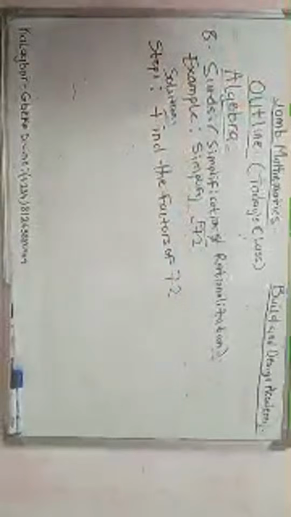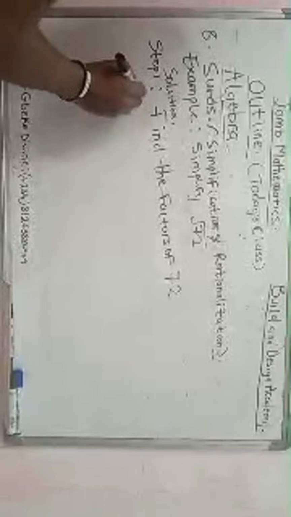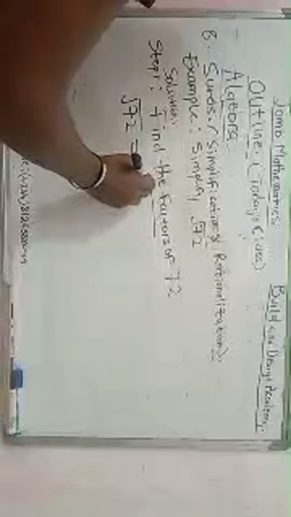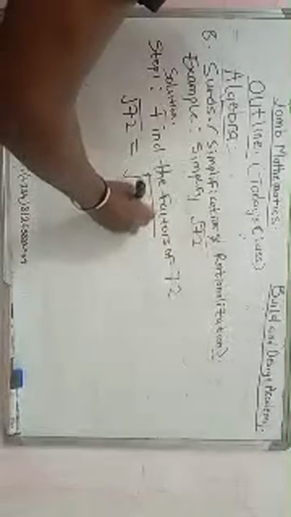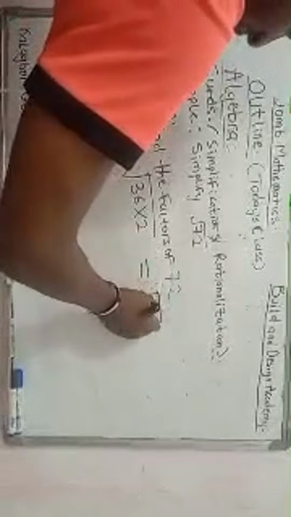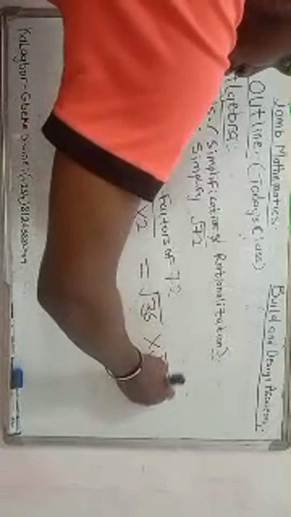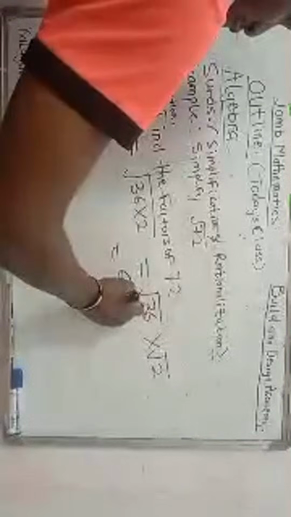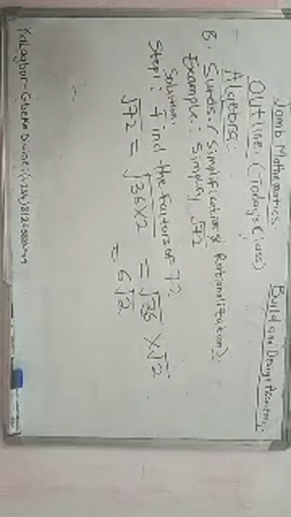So we'll now have 72 equal to 36 times 2. Since we have the square root as 36 times 2, we will now break it down: root 36 times root 2. So we will now have 6 root 2. That's how we would simplify this kind of question.